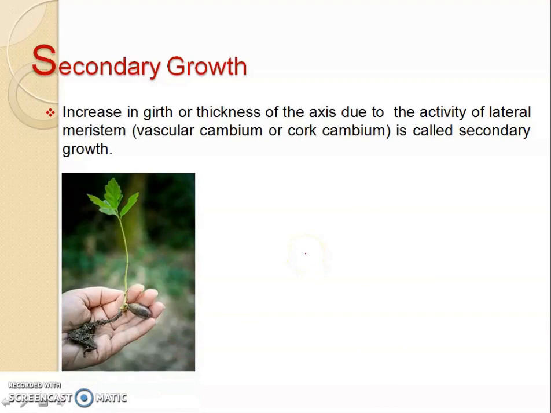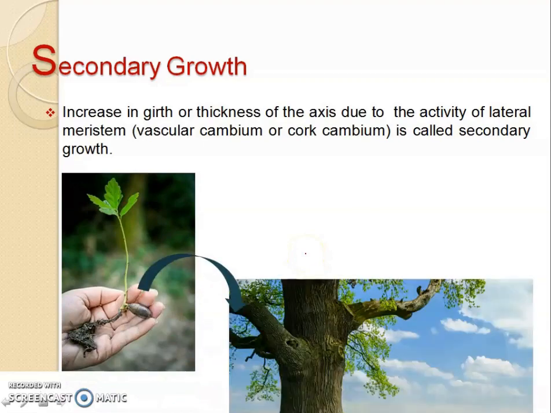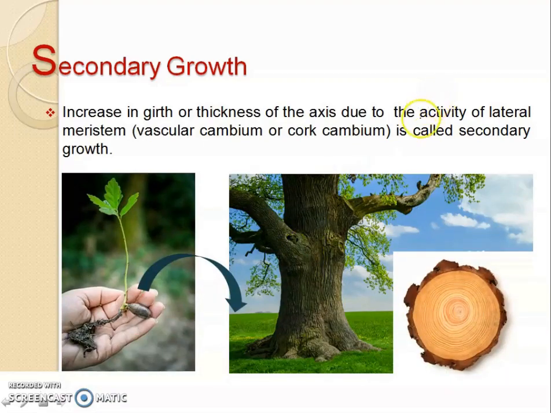Increase in the thickness or girth of the axis due to the activity of lateral meristems like vascular cambium and cork cambium is called secondary growth. As shown in this picture clearly, a young stem in a sapling is converted to a hard woody trunk after some days or months or years, and this is known as the normal secondary growth.